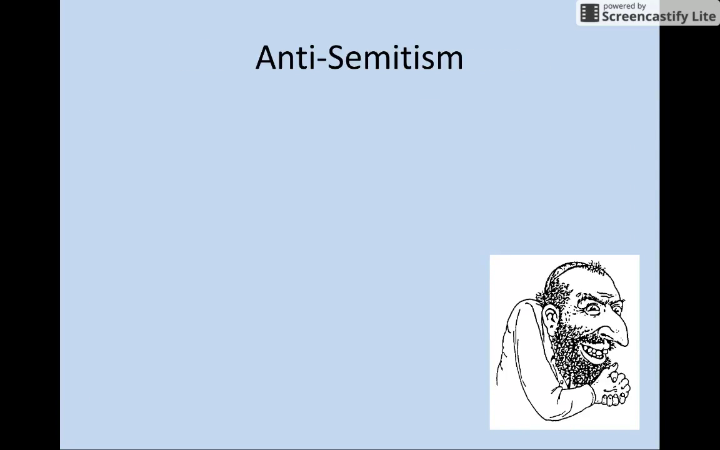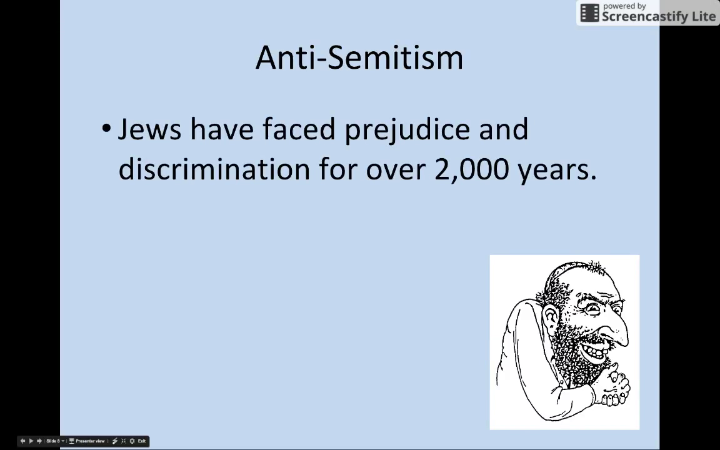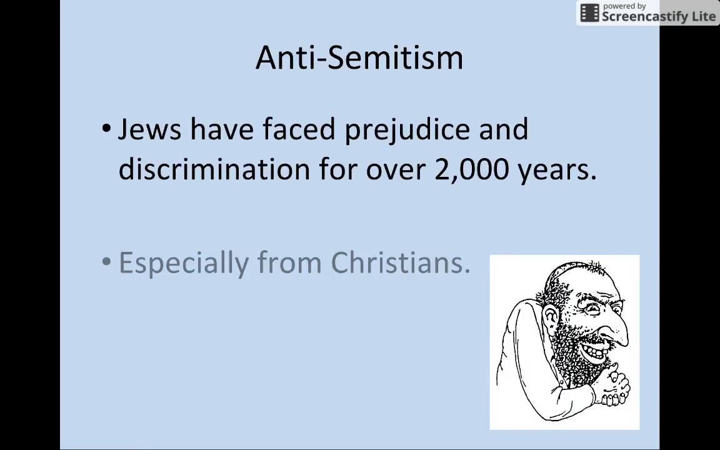The first thing that we need to talk about is something called anti-Semitism. And if you look at this picture in the corner, that is a very racist picture of a Jewish person that was drawn in Nazi Germany. One thing you'll notice is that they have the yarmulke, and they have a very large nose, they have a beard, and they're seen to be kind of greedy and mischievous. They've faced prejudice and discrimination for over 2,000 years, especially from people who are Christians, including Lutherans, which is what many of the German Christian population was during Nazi Germany.